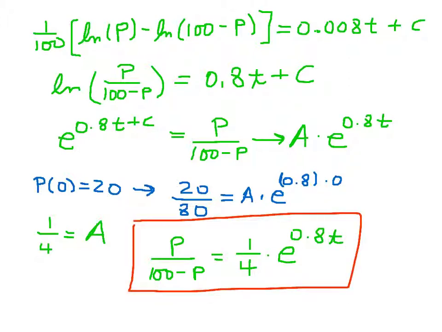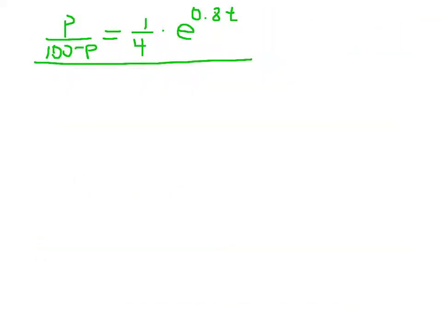Okay, so we're going to skip along and keep working on this. And as I've told you a couple of times, it takes a little while to get to the right point. So we'll continue on the next slide. Alright, so here's where we are. And what we'll do at this point is cross multiply. And so we'll get 4p is equal to 100 minus p times e to the 0.8t.